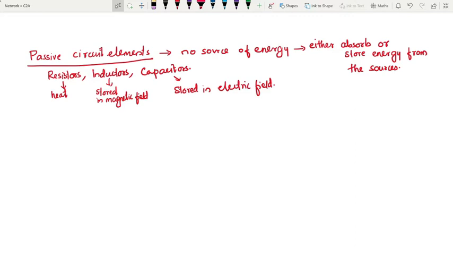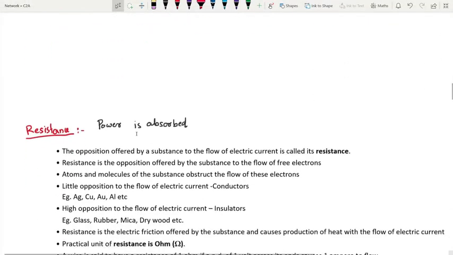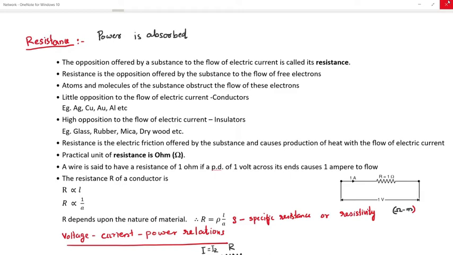First of all, let's see resistors. The property of a resistor is resistance. Resistance is the property of a material due to which it opposes the flow of electric current through it. That means the opposition offered by a substance to the flow of electric current is known as the resistance of that material. It may be represented in this way also.